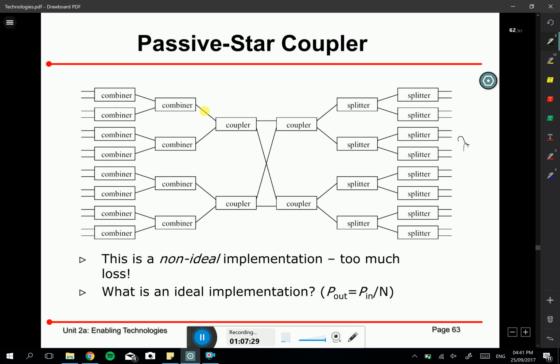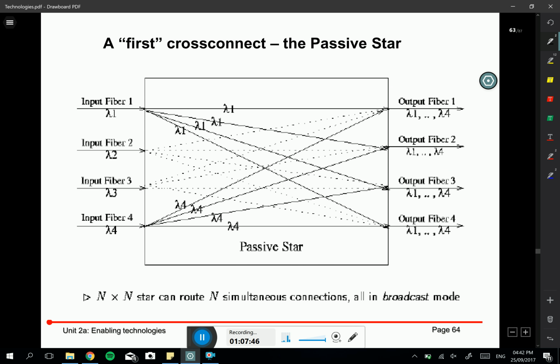This is the first switching element which has been built in optical, and it's also called passive star. You see, this is another case, 4 by 4. You have 4 inputs, lambda 1, lambda 2, 3, and 4, and in output you have a copy of all the inputs. What is the constraint in order to have this element working? There should be no two inputs with the same wavelength.